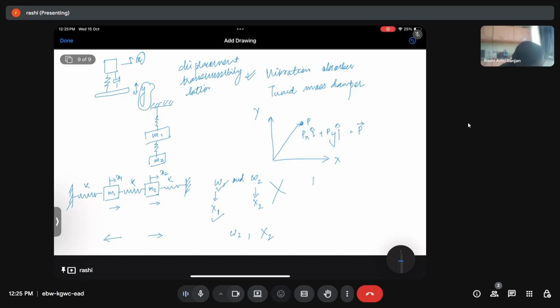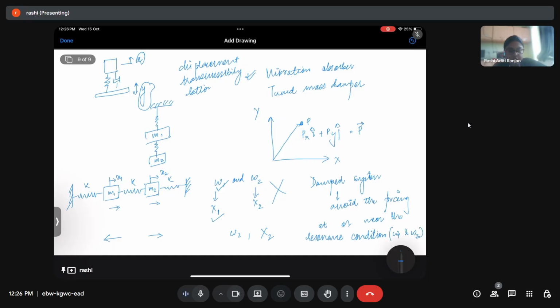So for a damped system, avoid the forcing at or near the resonance condition, which is omega 1 and omega 2. Okay, so this is the thing.